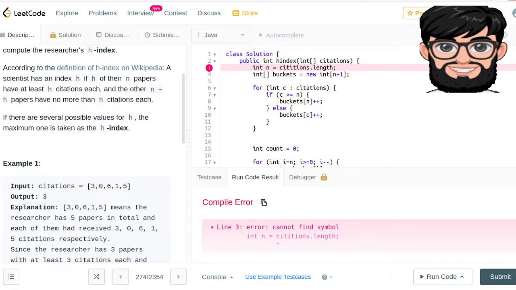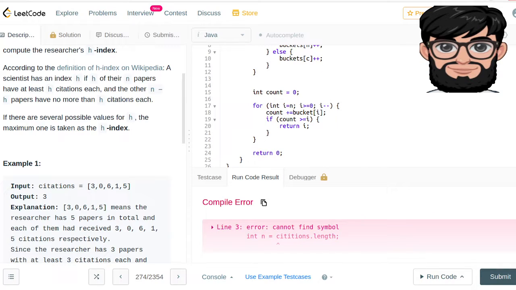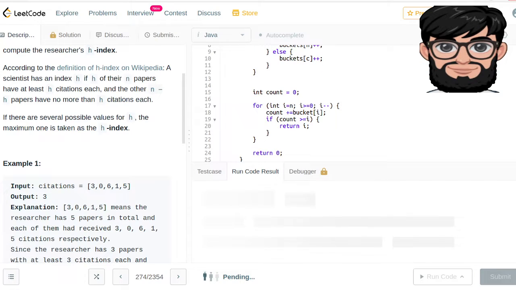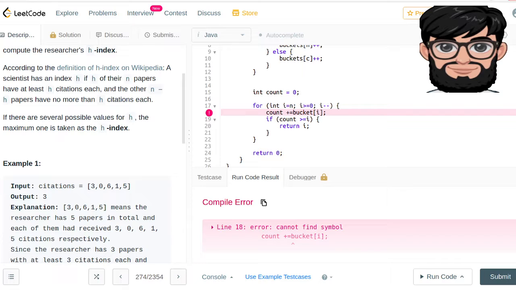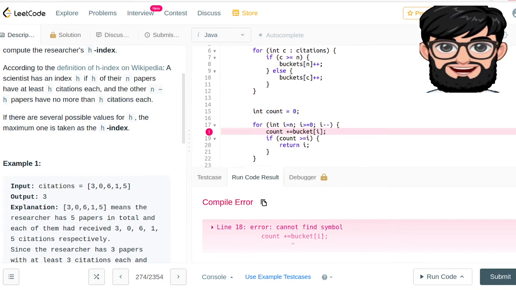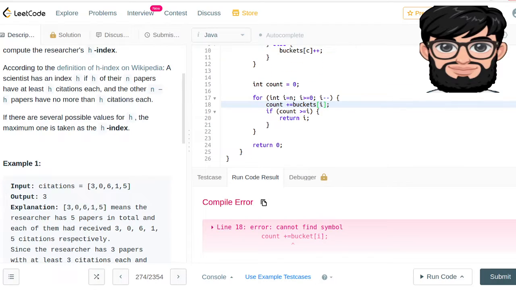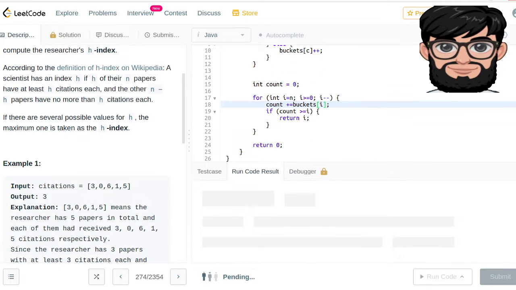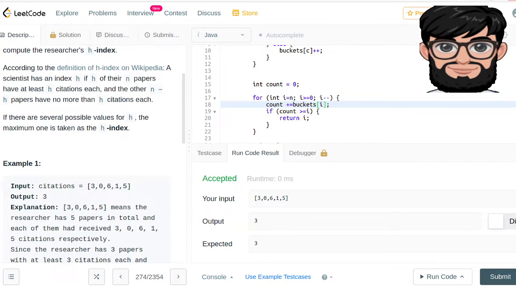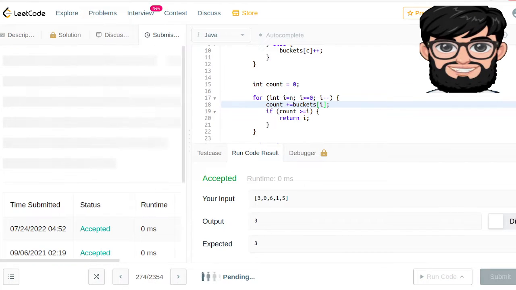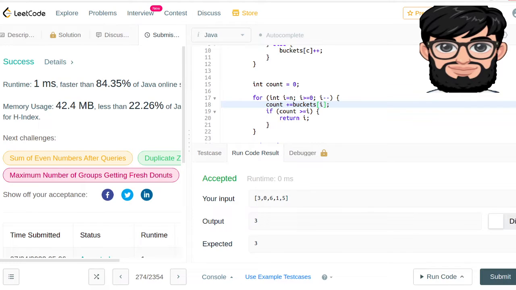So we have a typo here. Bucket should be buckets. Looking good. And it works.